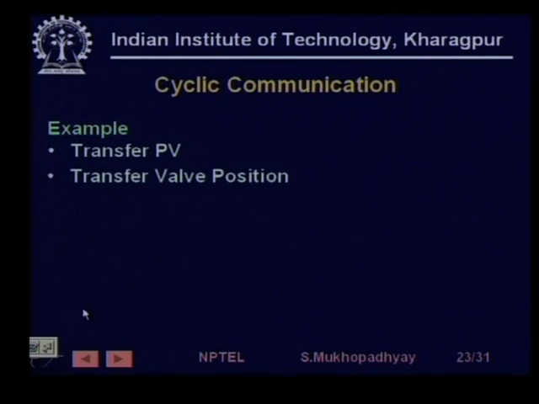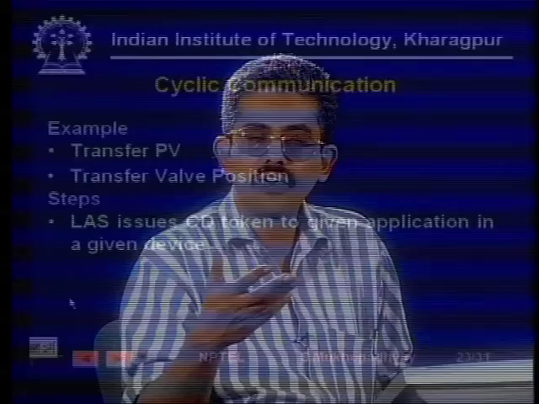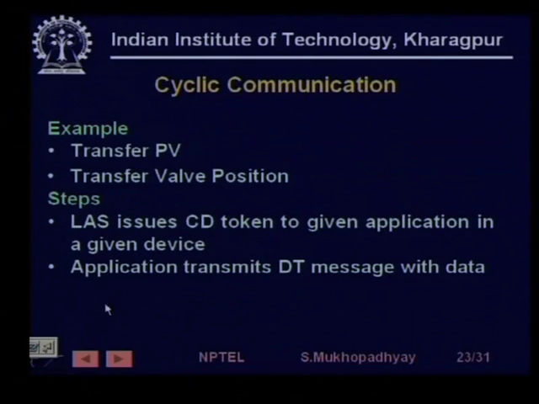For cyclic communication, typically applicable in the case of control, transfer of process variable or transfer of valve position is just an example. So, it continuously has to take the process variable, compute the controls, and then output to an output device. So, this goes on, right. This is an example of cyclic communication.